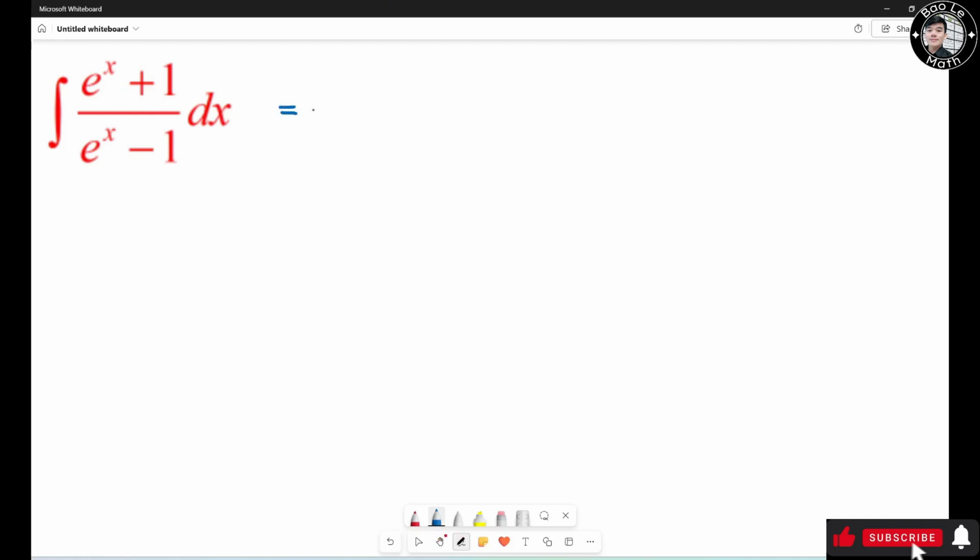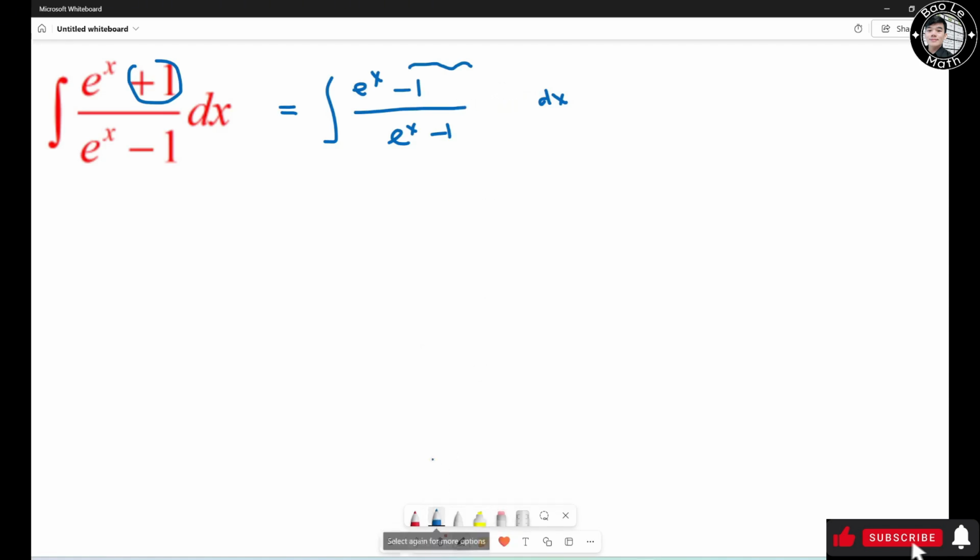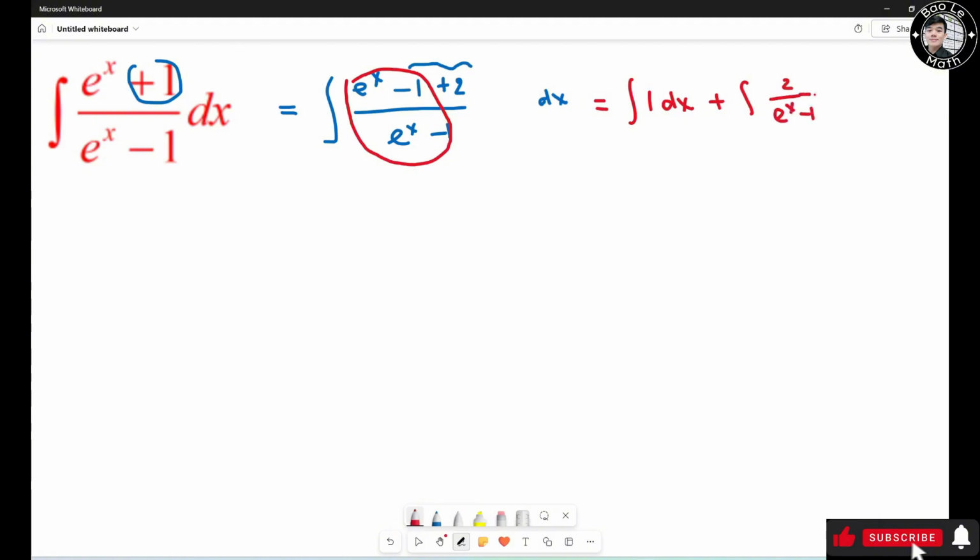Alright, so basically on the top I just rewrite e to the s and I need to subtract 1, so that is going to be the same thing as the denominator. Since I subtract 1, I need to add 1 right here, over e to the s minus 1 ds. Now I combine these, and it's going to be plus 2. Now I'm going to separate this fraction, so it's going to be the integral of 1 ds plus the integral of 2 over e to the s minus 1 ds.